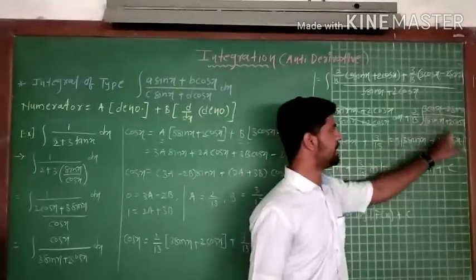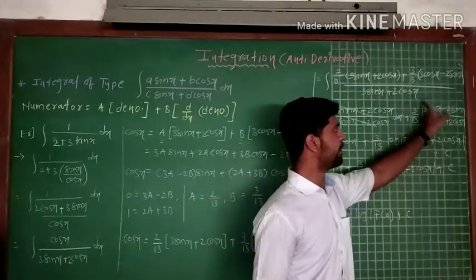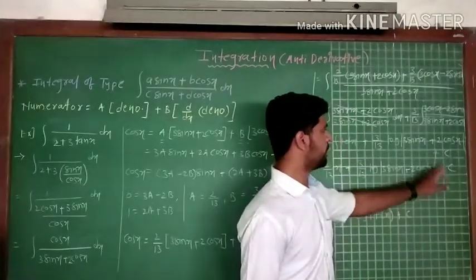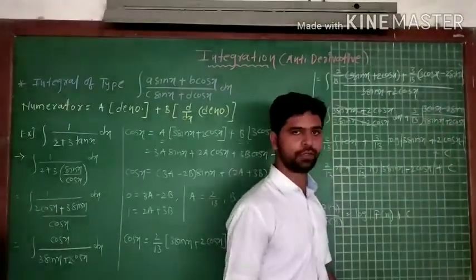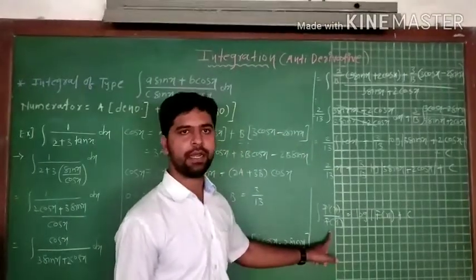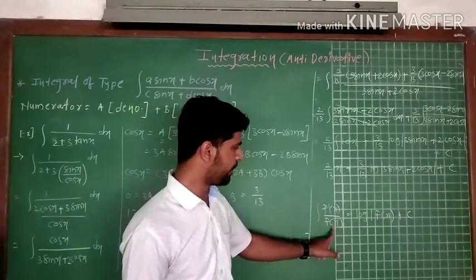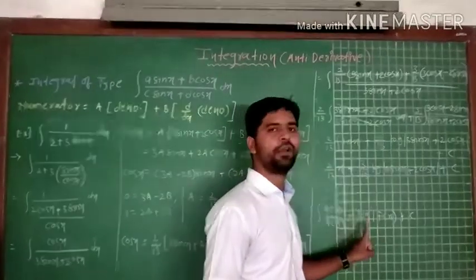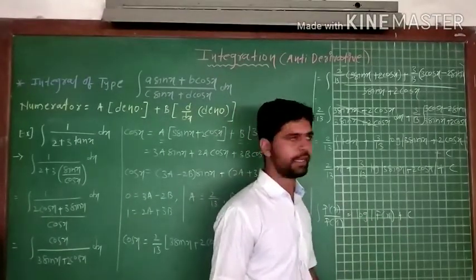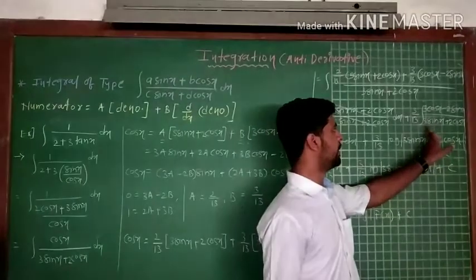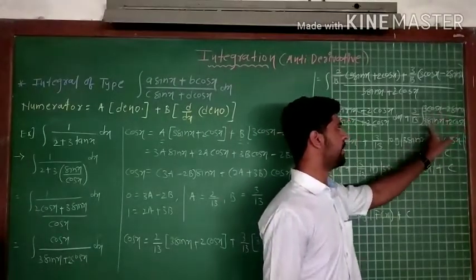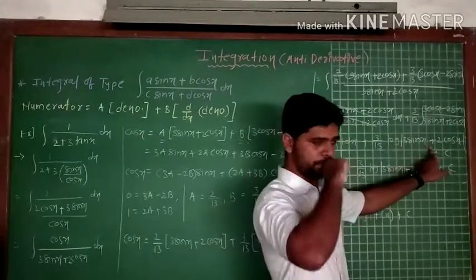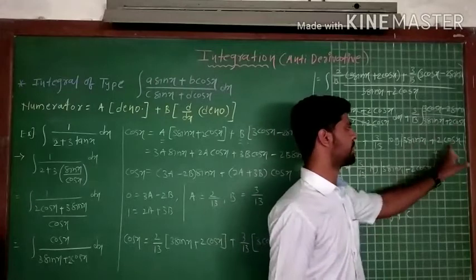Then this term as it is here, if you see, the derivative of 3 sin x is 3 cos x, and the derivative of 2 cos x is minus 2 sin x. Correct? So the derivative of the denominator is in the numerator. So here we have used this formula: if the derivative of f of x is in the numerator, then you can write the integration directly as log f of x plus c. Correct? So the integration of (3 cos x minus 2 sin x) divided by (3 sin x plus 2 cos x) directly becomes log of the denominator. The denominator is 3 sin x plus 2 cos x as it is here.